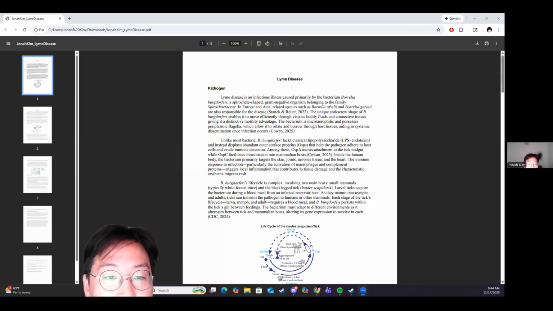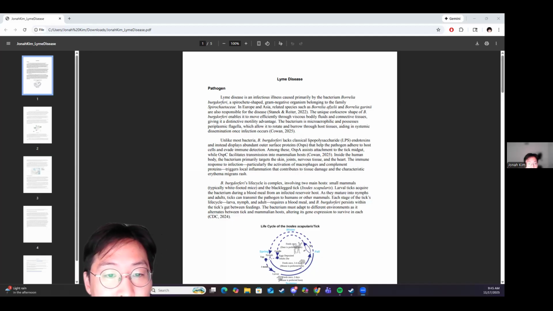Lyme disease is caused by Borrelia burgdorferi, a spiral-shaped bacterium known as a spirochete. Its corkscrew form allows it to move through tissues and evade immune responses. The bacterium is transmitted by black-legged ticks, also known as Ixodes scapularis. These ticks acquire the bacteria from small mammals, usually white-footed mice, during their larval feeding stage. As they grow into nymphs and adults, they can transmit Borrelia to humans through their bite.